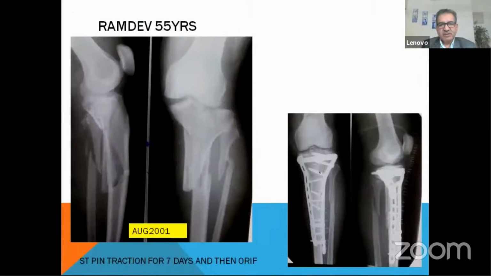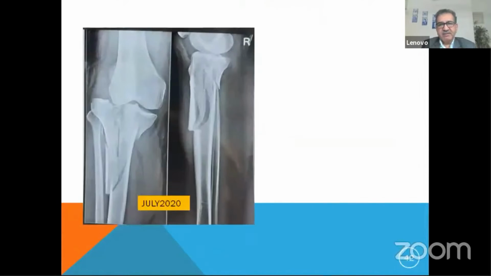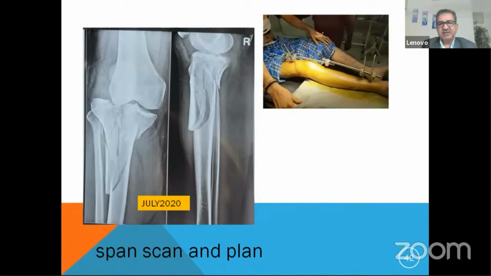This was in August 2011. At that time, we had to give just skeletal traction for 7 days and then operate. But now in July 2020, as Sir was discussing, you span, scan, and plan. So the first thing is, I just put the external fixator as an emergency procedure in my OT. So this patient comes, we first put the external fixator. This is what is done. And now we advocate putting the fixator anteriorly, in somewhat of 10 degrees of flexion, and dissect the fracture, and nothing else is required, and let the patient go home the second day.